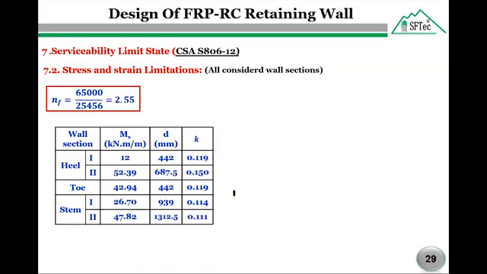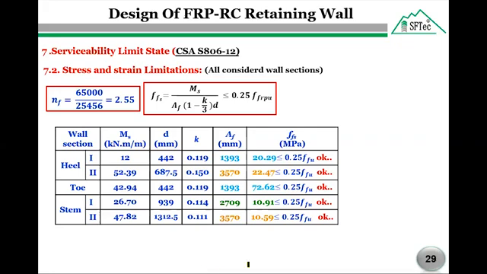First, the K factor is calculated for every section using the flexural reinforcement area, the K factor, the flexural depth, and the service moment for every section. The maximum stress for every section can be calculated using the Canadian Standard equation. The maximum stress for every section is checked for the 25% of the ultimate strength of the used bar. And as we see here, the maximum stress is less than the 25% of the FRP bar ultimate strength.